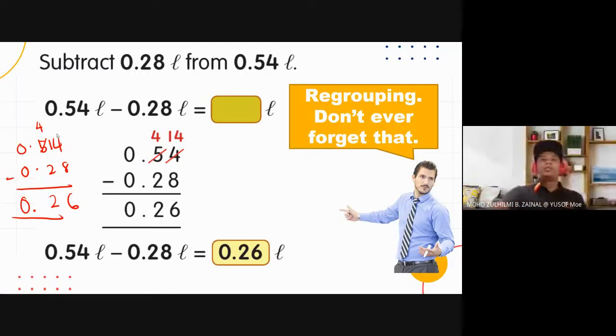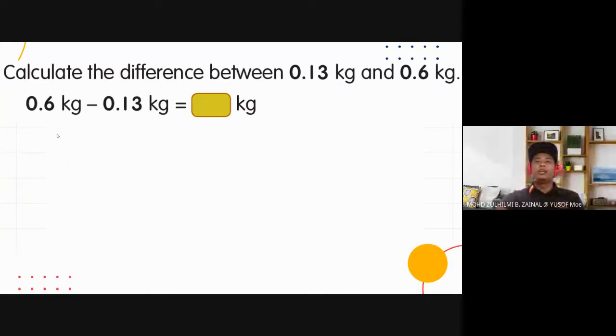Okay, make sure, don't forget. So the answer should be 0.26 liters. Okay, next. Third, calculate the difference between 0.13 kg and 0.6 kg.